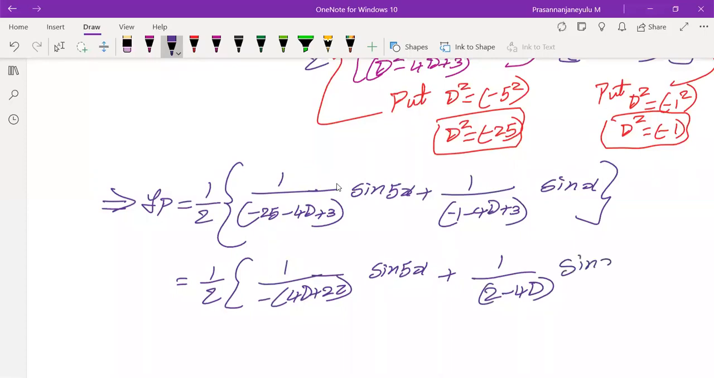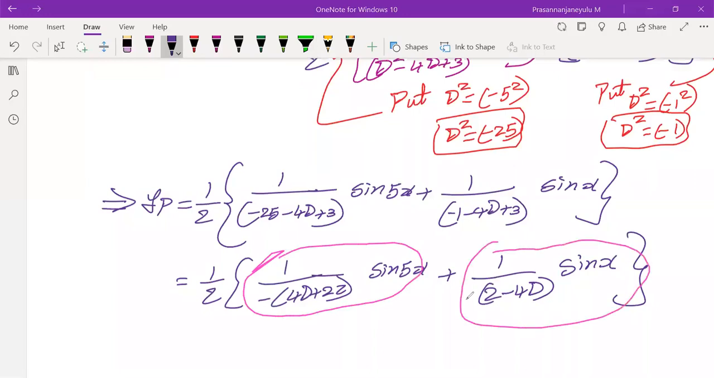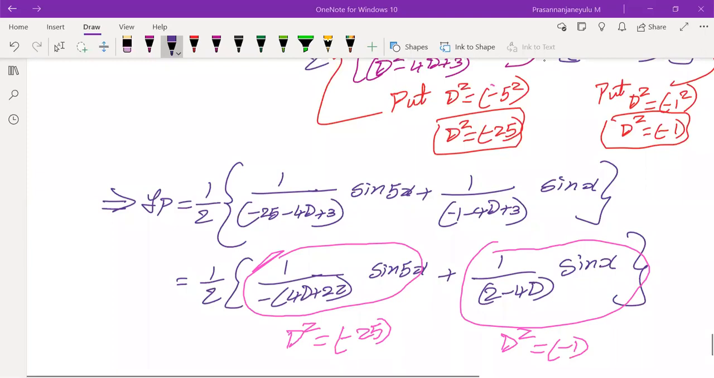But if we observe the first term and second term, this is the form of type 2, and in the same manner, this is also in the form of type 2. But in the type 2 procedure, we have to substitute D square equals to minus 5 square, which is minus 25, but we are not having any D square in the denominator. Here also, we have to substitute D square equals to minus 1 square, which is minus 1, and we are not having any D square in the denominator. Because of that, we have to convert our problem into the form of D squares.